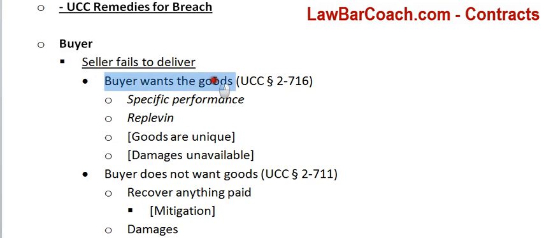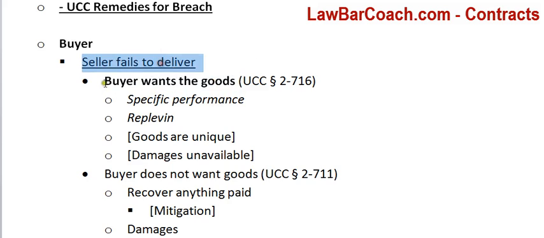But what if the buyer wants the goods and the seller fails to deliver? The buyer wants them. What can he or she do? Under UCC section 2716, you can get specific performance. I said above that specific performance is rare, but that occurs mostly if we're having a person do something. But if it's a good, it's really not that big of a deal to say, oh no, you have to hand over the goods. He purchased it, you failed to deliver, they're his goods.